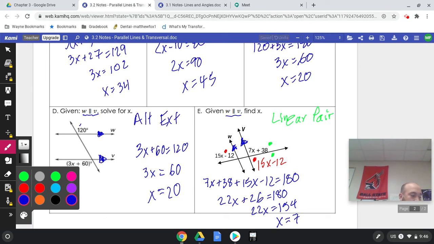Okay, so on that one, we had to do a little work first. We had to find the alternate interior or exterior angle, and then we could set up the linear pair. Sometimes you might have to do that.